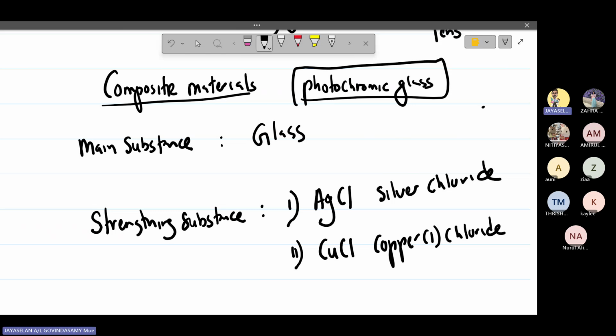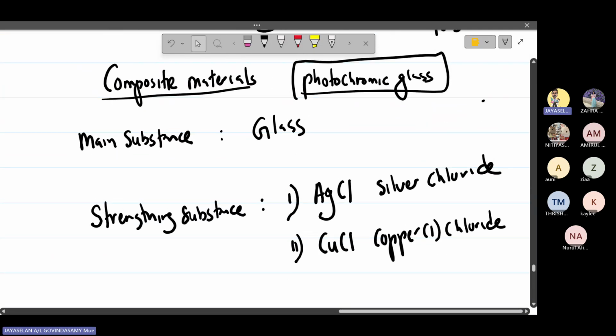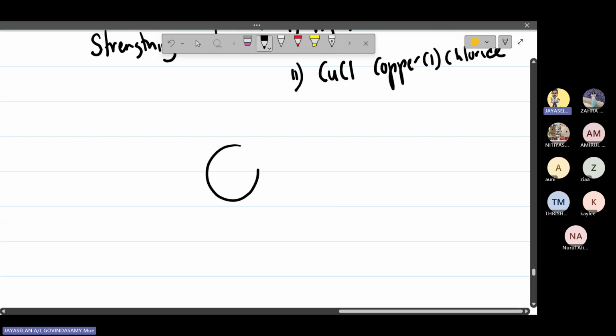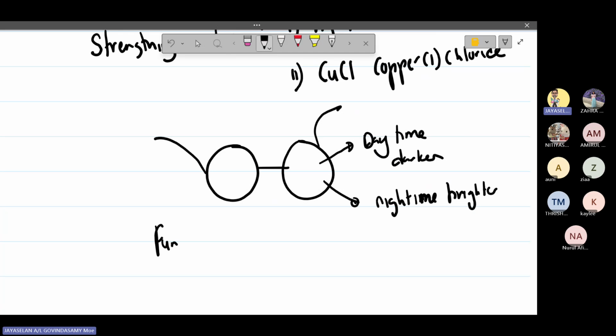All of you understand? Abhishek, done copying? Okay, it is used in sunglass. It shows like this, not just sunglass, it's a glass. Daytime, it becomes darken. Nighttime, it becomes brighter. What is the function? Anyone? What is the function of photochromic glass, if they ask in the exam?